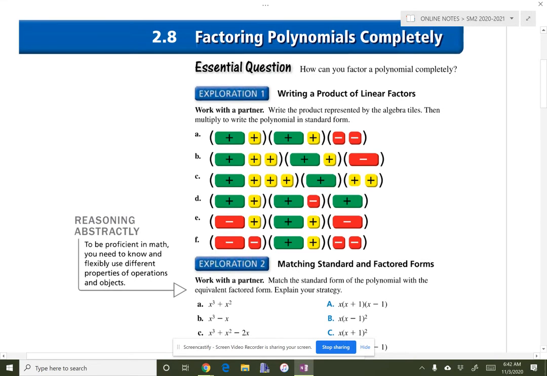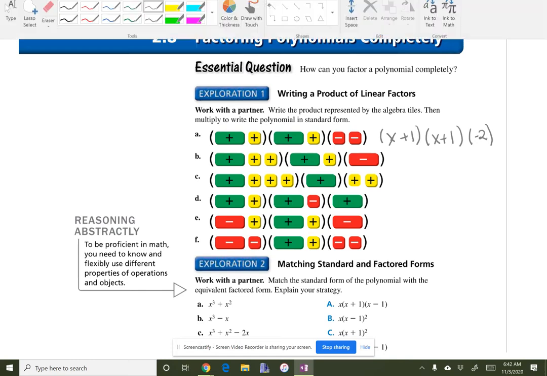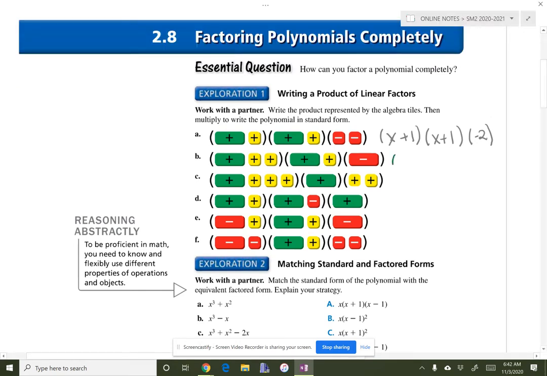So this first one, A, you have an x plus 1, and then you have an x plus 1, and then you have 2 times negative 2. Okay, and you would do a box with the first two, and then you would distribute a negative 2 through. But when you have three things, you have to multiply the first two, get an answer, and then you multiply it by the third one. Okay, but the next one, then we have x plus 2 times x plus 1 times negative x.